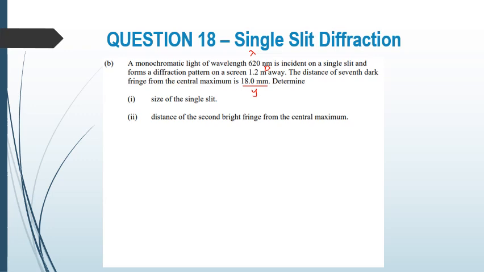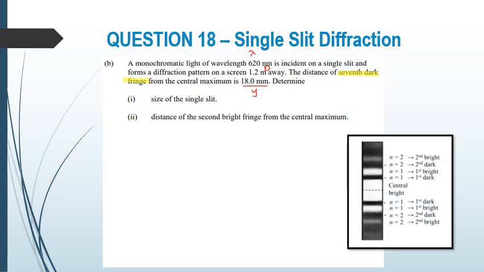But the thing that I want you to be careful about, if you remember what we have seen just now, is the 7th dark fringe. When it comes to single slit diffraction, the number of fringes is the same as the number of order. Let's look at the diagram on the right hand side. First dark represents first order dark. Second dark represents second order dark. It means that for the 7th dark fringe, m equals 7, and therefore the y given right here is y7.